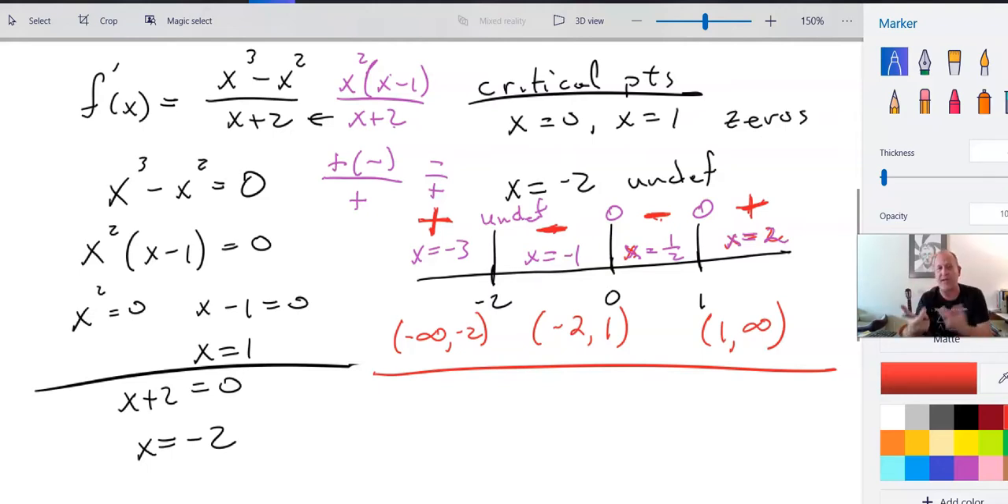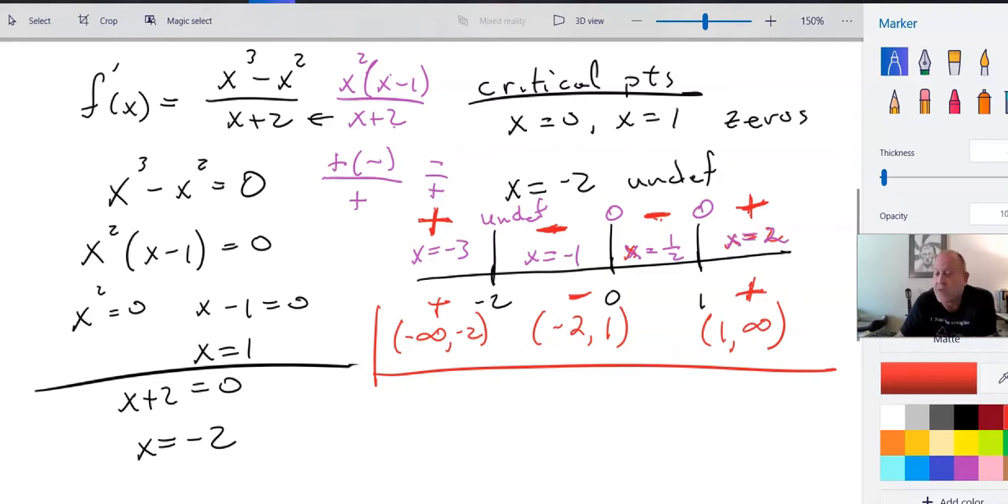But when you have two negative ones back to back here, you got something going on in the middle where it's not increasing and not decreasing, even if it's just undefined. Okay, so these would be the intervals. It's increasing on this interval, it's decreasing on this interval, and it's increasing on this interval.